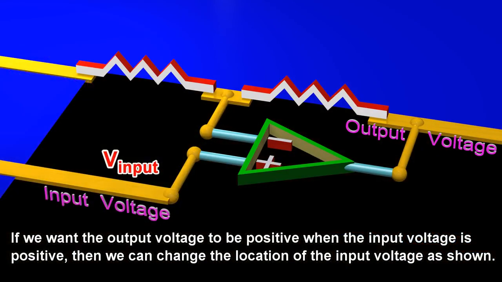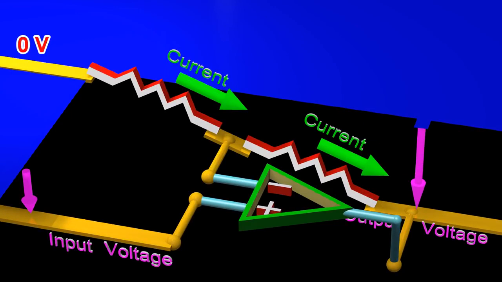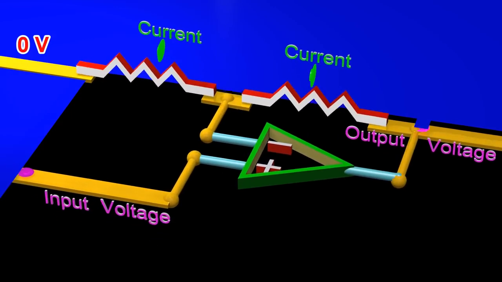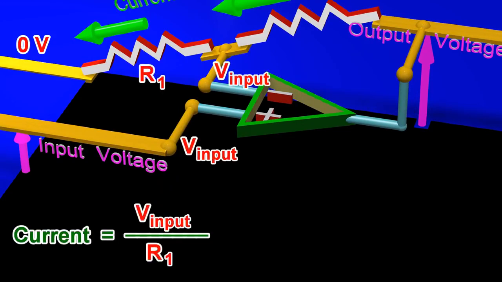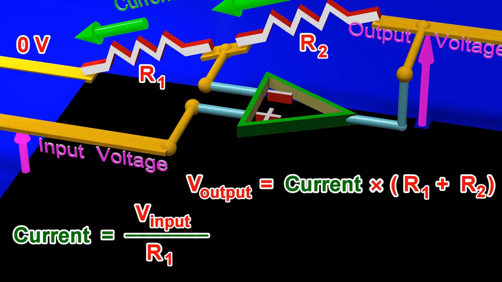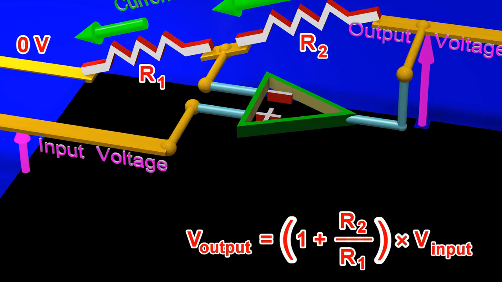Now if the input is given to the non-inverting side, then input negative means output also negative. Input positive means output also positive. See, both are directly proportional. Current equals V in by R1, and V out equals current times (R1 plus R2). Finally, V out equals (1 plus R2 by R1) times V in.